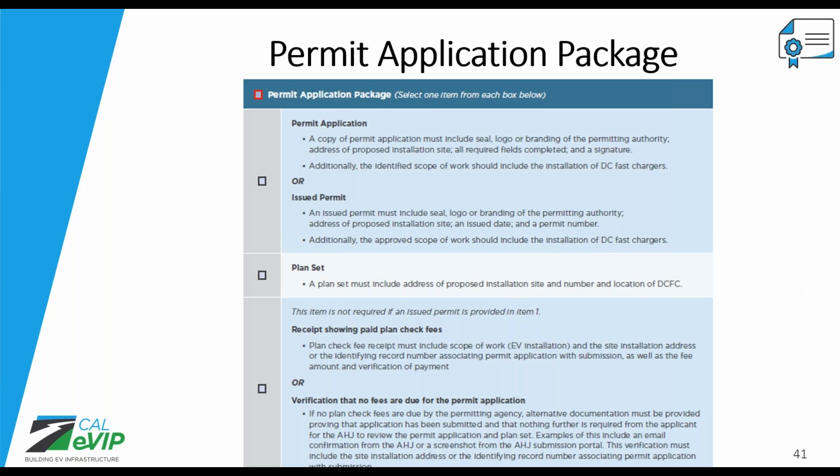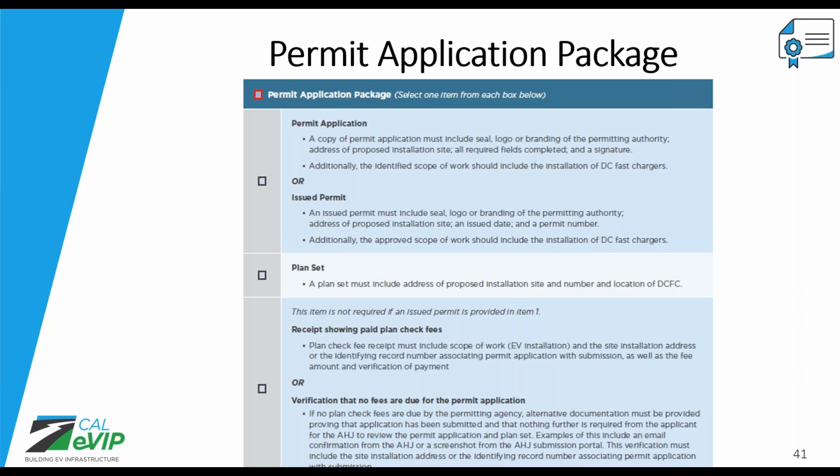Next, we're going to need a copy of the plan set. And again, this plan set must have the installation site address and the scope of work for the charger installation. Finally, we're going to ask for a copy of the plan check fee receipt. And again, this plan check fee receipt must have verification of payment and must match the permit application.